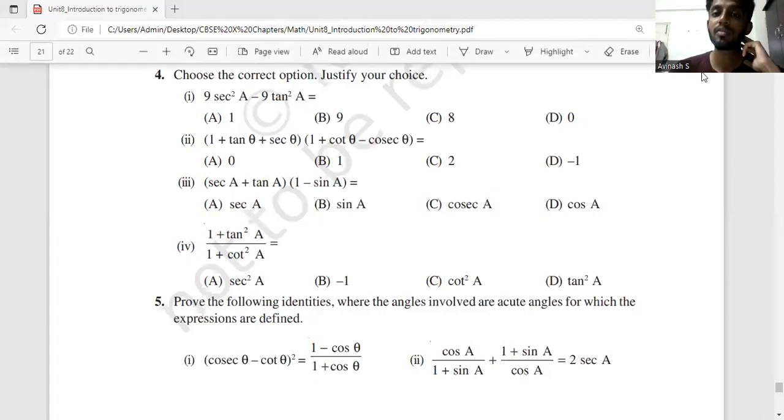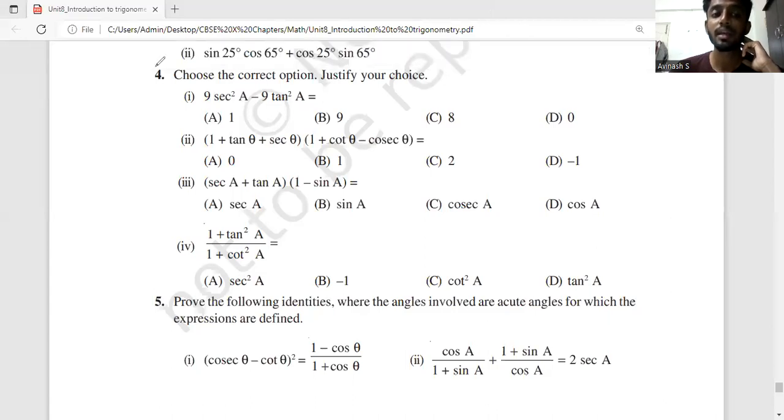So right from question number 4 in exercise 8.4, we are going to directly or indirectly apply the three identities, which are sin square A plus cos square A equal to 1, 1 plus tan square A equal to sec square A, and 1 plus cot square A equal to cosec square A. And in some situations, we need to interchange them in a particular form so that we can substitute them.